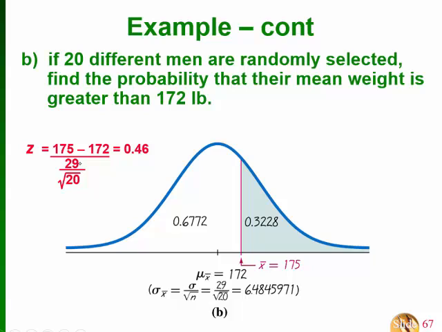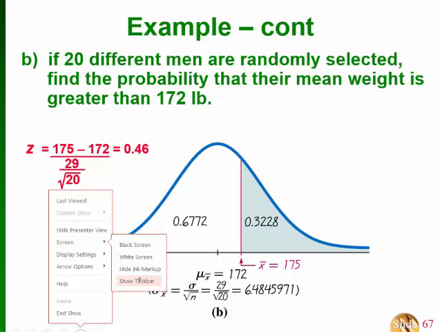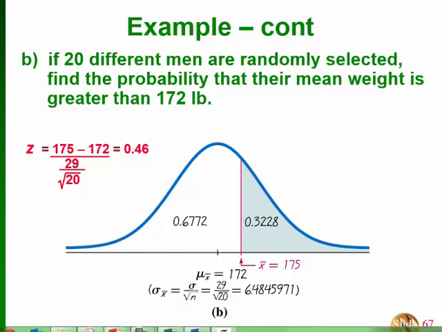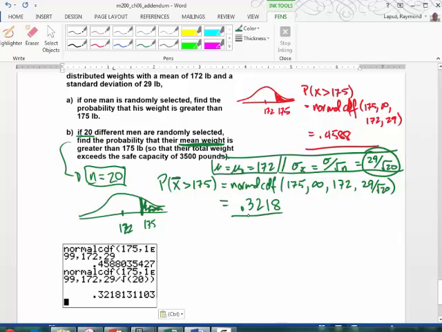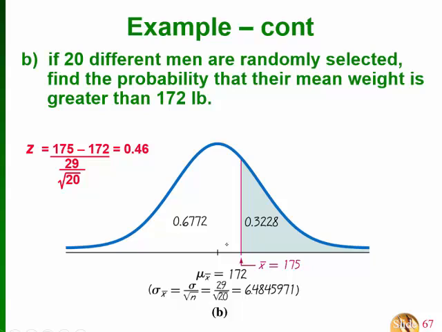Part B is that they take the standard deviation, and instead of 29, they have 29 over root 40. And when they do that calculation, the result is 0.3228. And how did we compare? We got 0.3218. So again, it came close. And again, ours is more precise, more exact, so we can be happy with that.